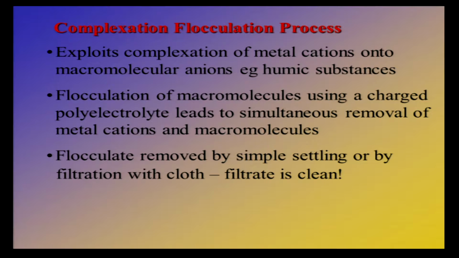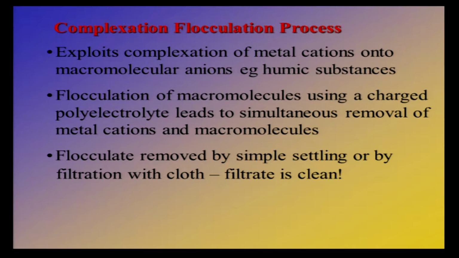So the idea is that we exploit the complexation of the metal cations onto the anions, the macromolecular ions, which in this case are humic substances. We then bring about a flocculation of the macromolecules using a charged polyelectrolyte, and this leads to a simultaneous removal of both the metal cations and the macromolecules. So in a way, we've solved two problems in one. We've treated two problematic species.